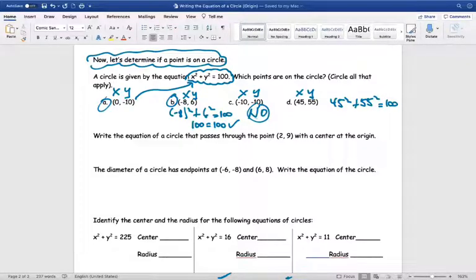Well, when you do 45 squared plus 55 squared, you get 5,050, and that definitely does not equal 100, so no, this is not a point on the circle.